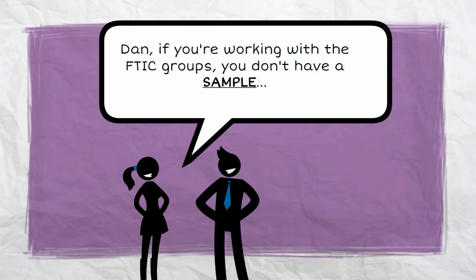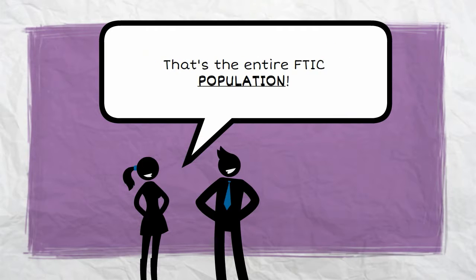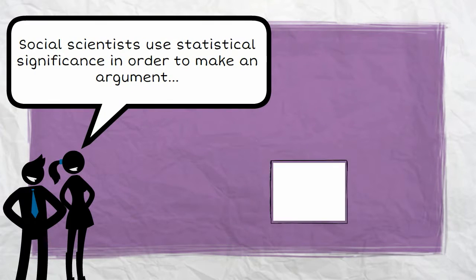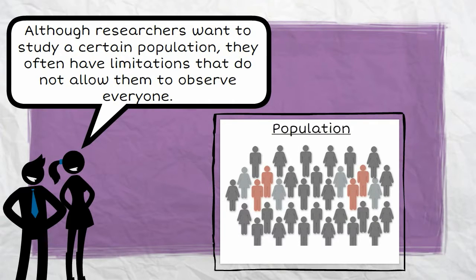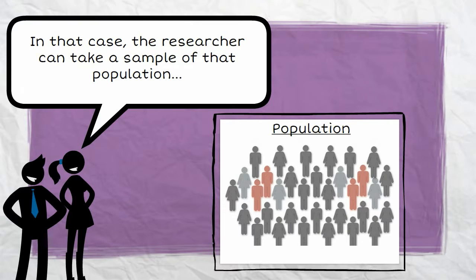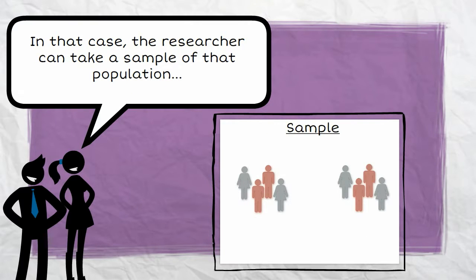Dan, if you're working with FTIC groups, you don't have a sample. That's the entire FTIC population. Social scientists use statistical significance in order to make an argument. Although researchers want to study a certain population, they often have limitations that do not allow them to observe everyone. In that case, the researcher can take a sample of that population.